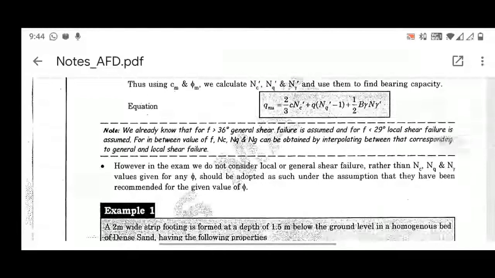Now, however, in the exam, we do not consider local or general shear failure. Rather, the Nc, Nq, and N gamma values given for any phi should be adopted, under the assumption that they have been recommended. As a general practice, we will have the angle of internal friction value phi, and we will use Nc, Nq, and N gamma as per the phi value given in the question.